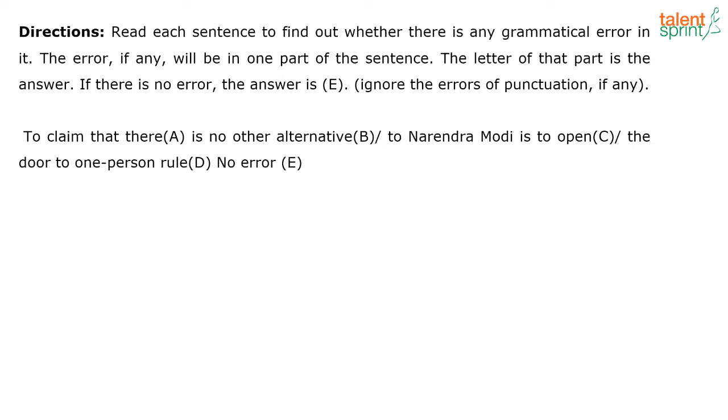D. What is wrong with D? The door to one person rule. What's wrong with that? There's nothing wrong in part D, in fact. Right? To open the door to one person rule is absolutely fine. But the error is in part B.